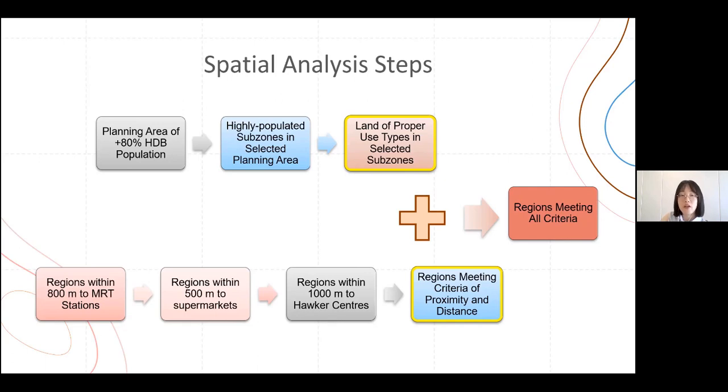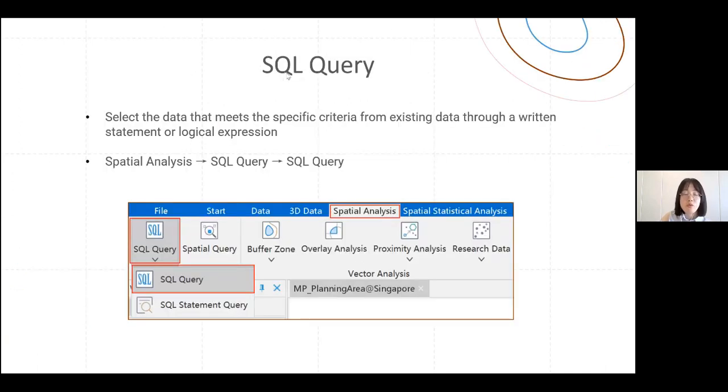And so here I will lead you to complete this workflow step by step. And first, I will introduce you the score query tool. That is a tool enables us to select features based on their attribute tables, and it's under the tab called Spatial Analysis in the group for score query, and we would use the first one.